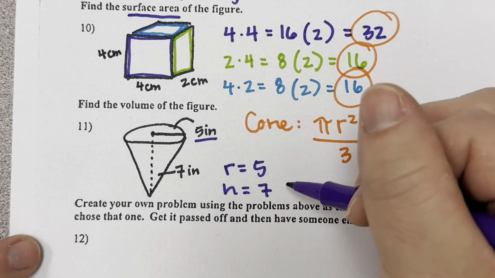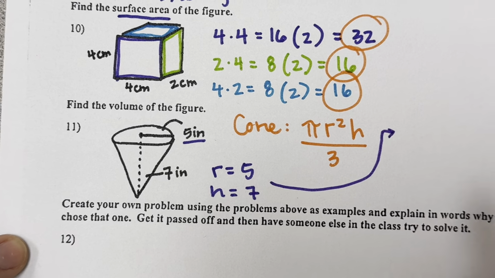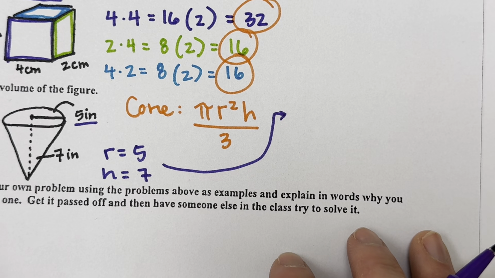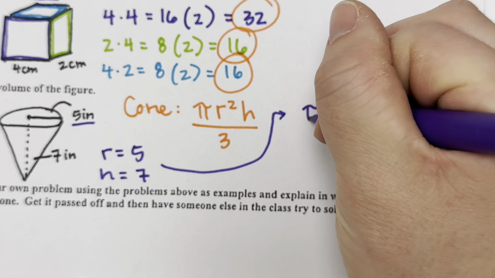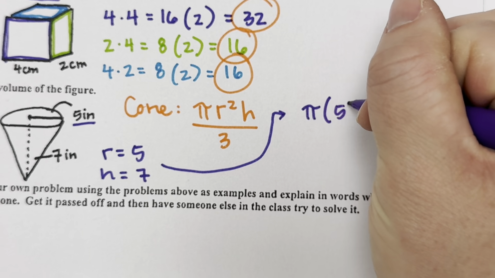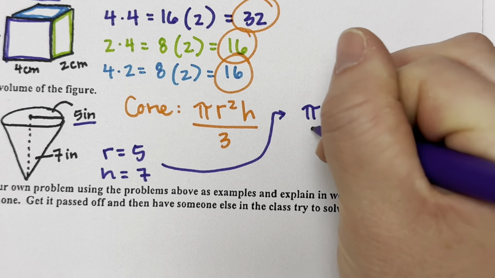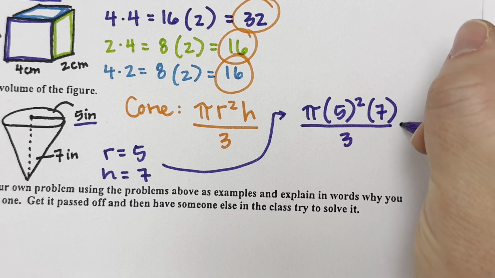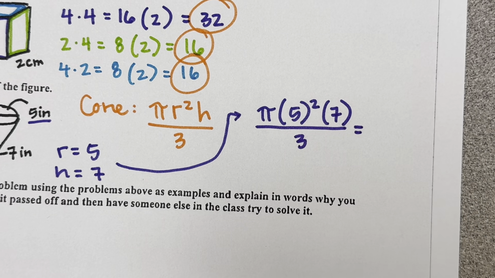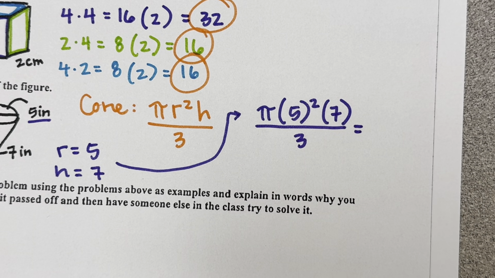If I were to plug both of these into my calculator, which you'll need to do to find your final answer, you'll need to do pi times your radius squared times your height, and then divide it by 3 in your calculator to get your final answer. And you just need to finish out that problem and you will be good to go.